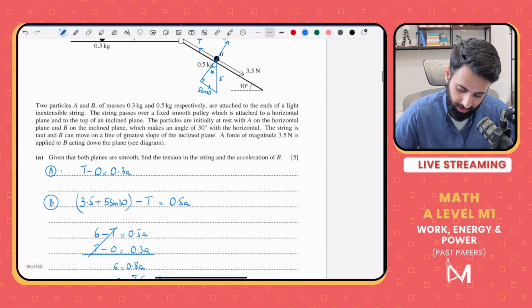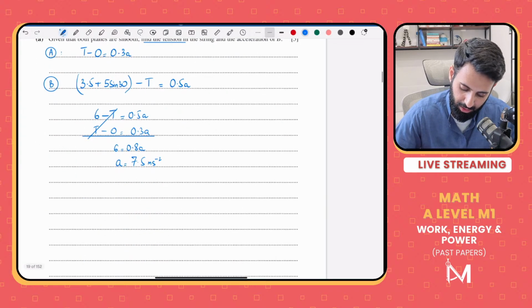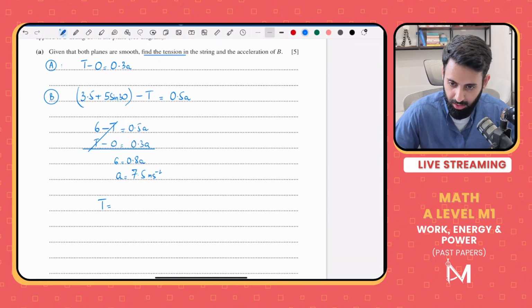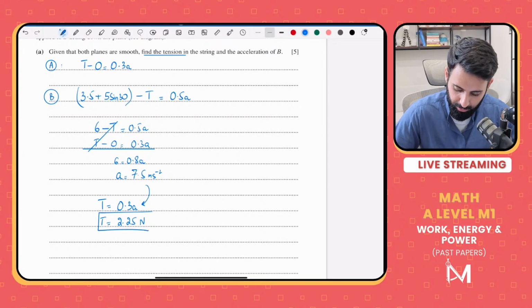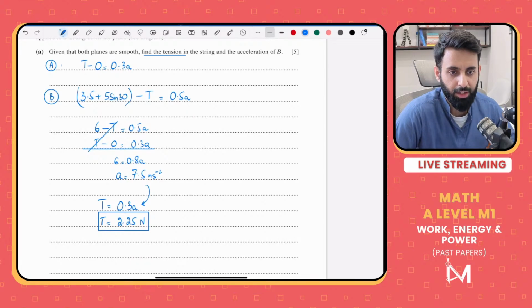Next, the question says find the tension in the string. So how do we find the tension in the string? You can use the simpler of the two equations. T is equal to 0.3a. Plug in the value of a here. So T would be equal to 2.25 Newtons. And that's it. 5 easy marks.